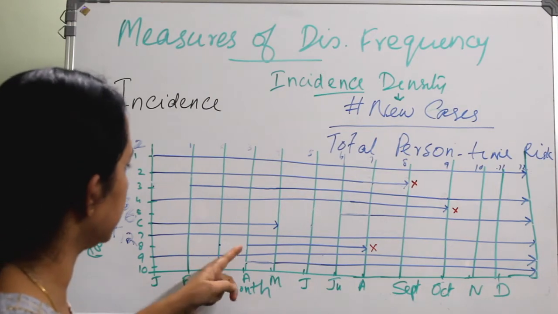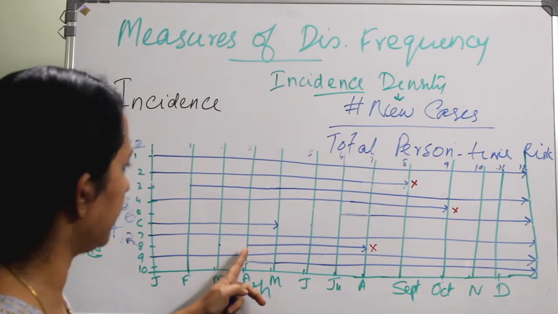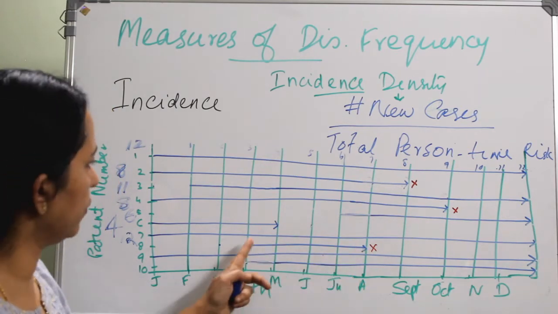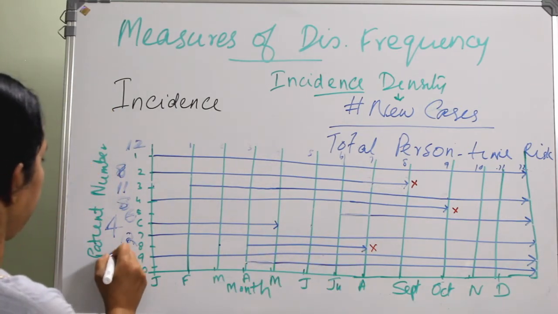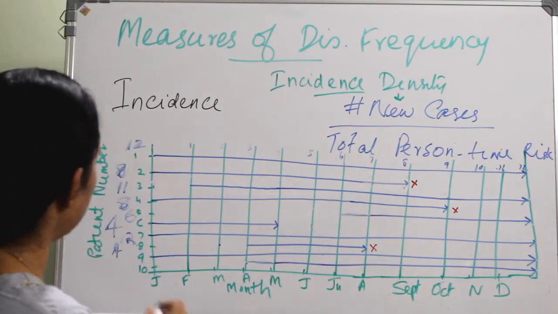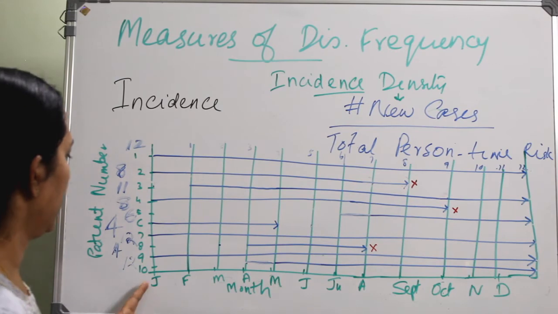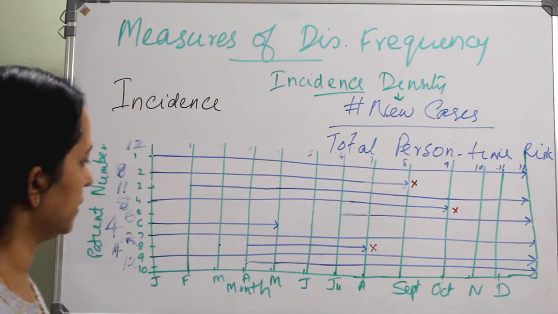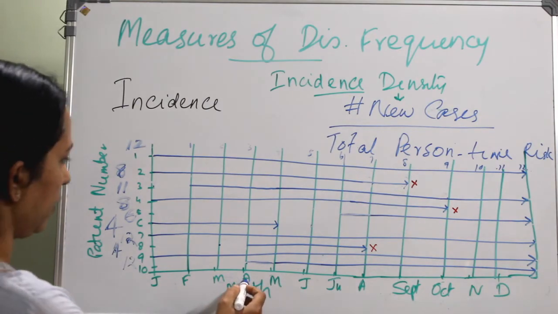And the 8th person was recruited on April 1st, and at the end of July, he got the disease. So 4 months. And the 9th person, again, it was 12 months. And for the 10th person it was from April 1st to December 31st. So again, how many?